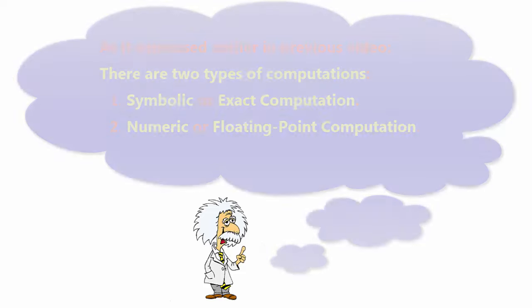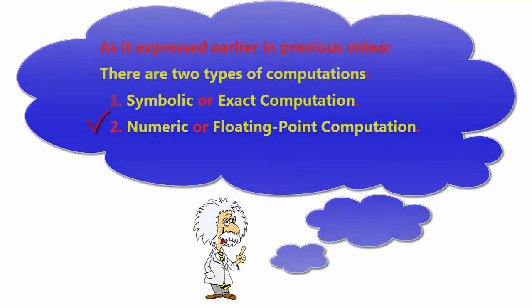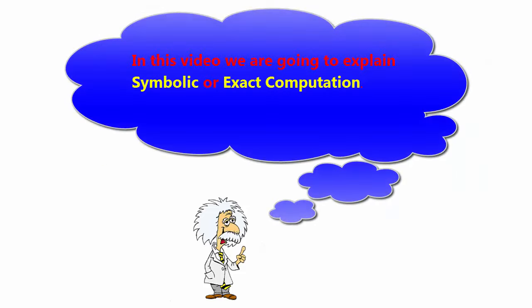computation. As expressed earlier in the previous video, there are two types of computations. 1. Symbolic, or exact computation. 2. Numeric, or floating point computation. In this video we are going to explain symbolic, or exact computation.